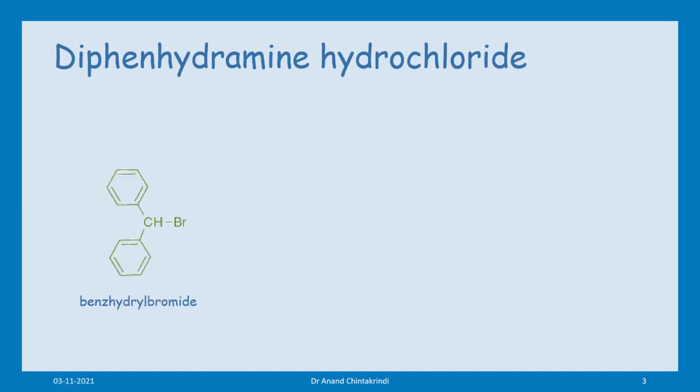It starts with benzhydryl bromide. Now this bromo derivative you get from benzhydrol, which is readily available. As such, benzhydryl bromide is also readily available. This you condense with 2-dimethyl amino ethanol. So this is an ethanol derivative which has a dimethyl amino group attached at the second carbon. Therefore, 2-dimethyl amino ethanol.